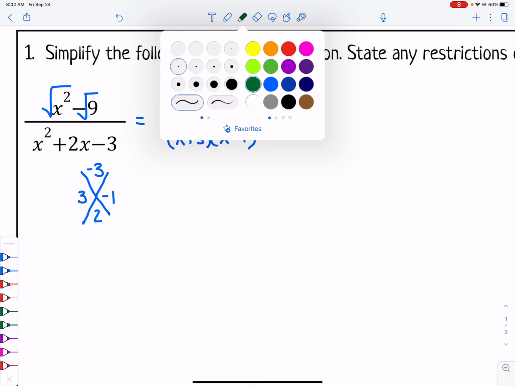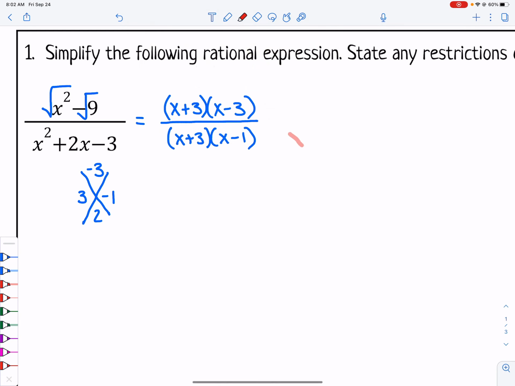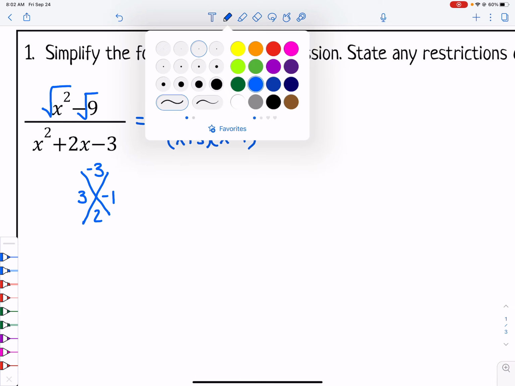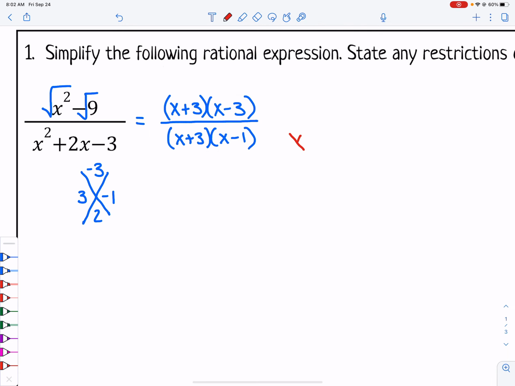Then we see what the restrictions are. So you can go ahead and state the restrictions on the variable, because that's where the denominator would equal 0. And they're easy to see before you cancel anything out. So I see that I have x plus 3 in the denominator. So we would say x plus 3 cannot equal 0. And so if you solve that little equation, you see that x cannot equal negative 3 for that part of the denominator.